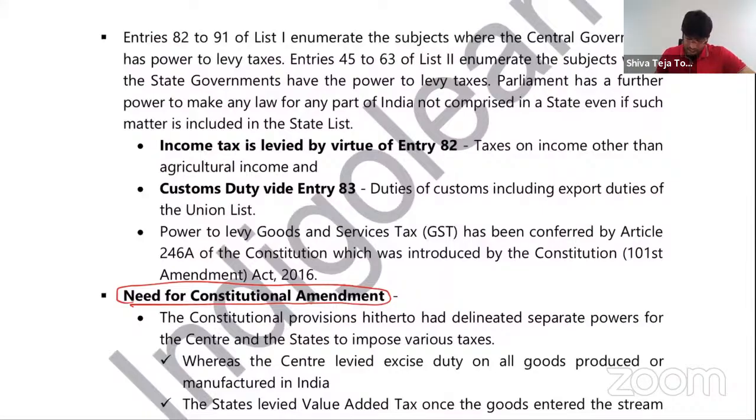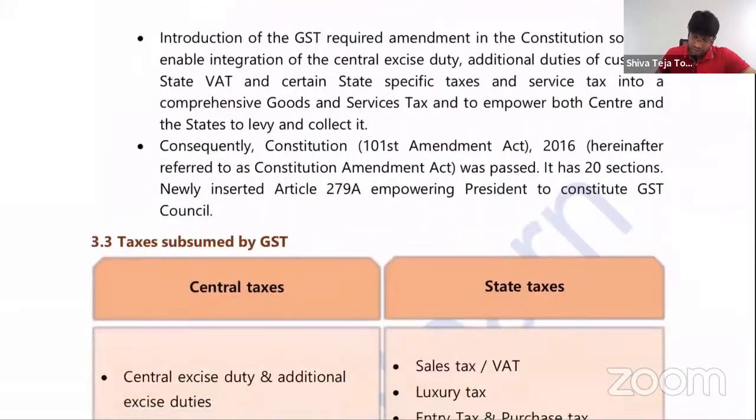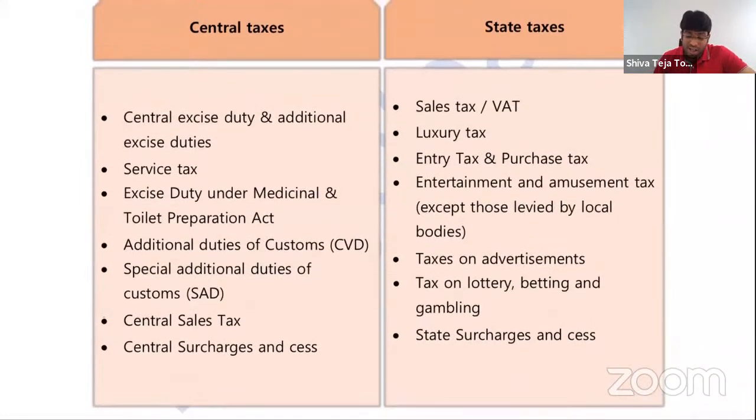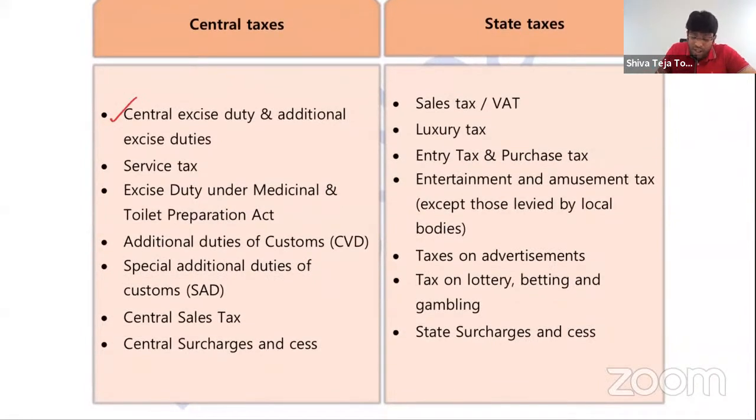Next point. What are the taxes that have been subsumed under GST? This is also an interesting point. What are the taxes combined in GST? If I look at central level taxes, what are they? Excise duty, additional excise duty, service tax, then CVD, special CVD, central sales tax, central surcharge. State side: sales tax, VAT, luxury tax, entertainment tax, tax on advertisement, tax on betting, gambling, lottery, surcharge and cess. In fact, there were so many multiple taxes existing prior to GST. But all those multiple taxes have been combined into one nation, one tax. That is nothing but GST.